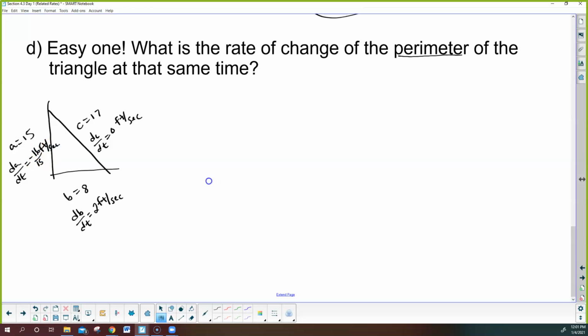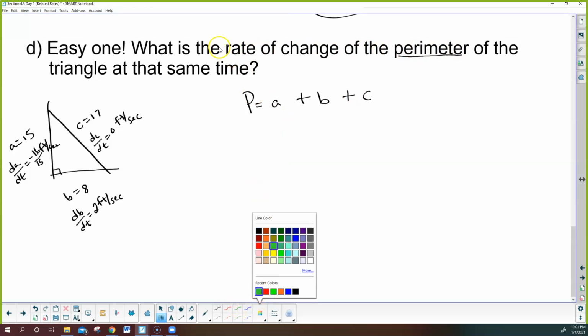Feet per second. Okay, now notice perimeter means the distance around the shape. So I'm going to set my equation up as, well, what is the perimeter? Perimeter is the distance of A plus B plus C. And what is the rate at which the perimeter is changing? Right? When I read this, what is the rate that the perimeter is changing? I'm looking for dP dt. So here's my equation for perimeter.